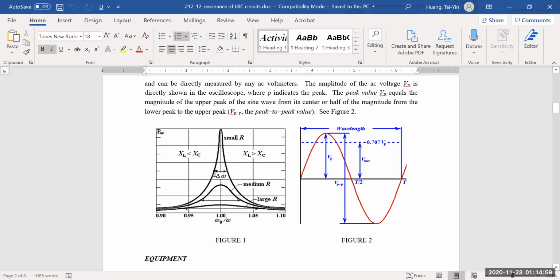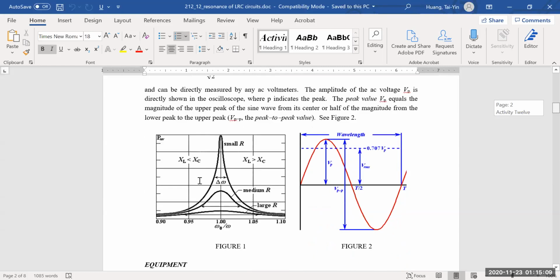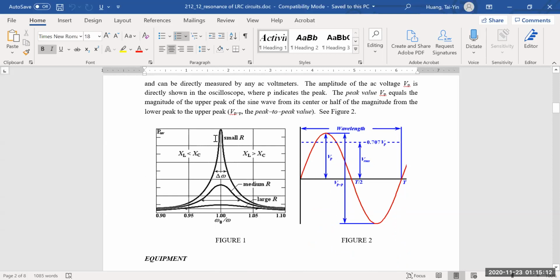When this is much sharper, it means that the delta omega, which is the width at half max, is smaller. So this is the peak, and at the middle is half max, and this is the width. Okay, the width at half maximum. You can see that when you have a smaller R, this is smaller. When you have a larger R, you have a larger delta omega, which covers a broader range, which we don't want. We want the signal to be as clear as possible. So a smaller R would achieve this.